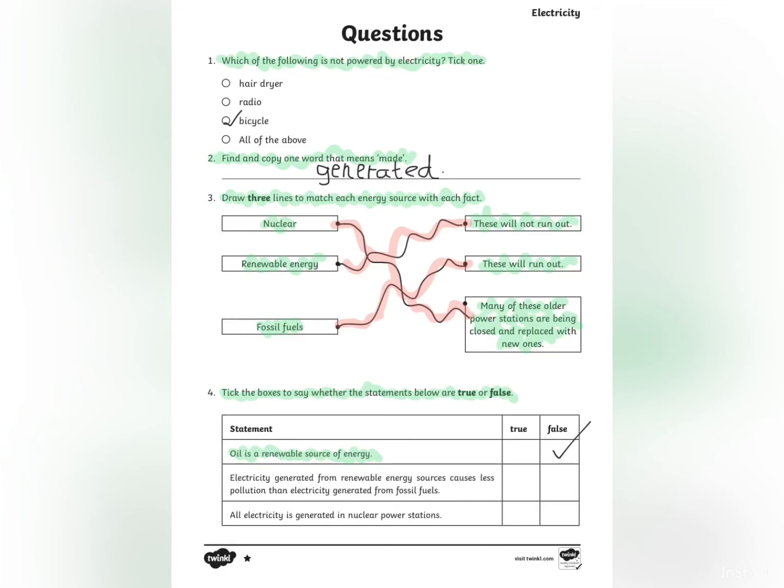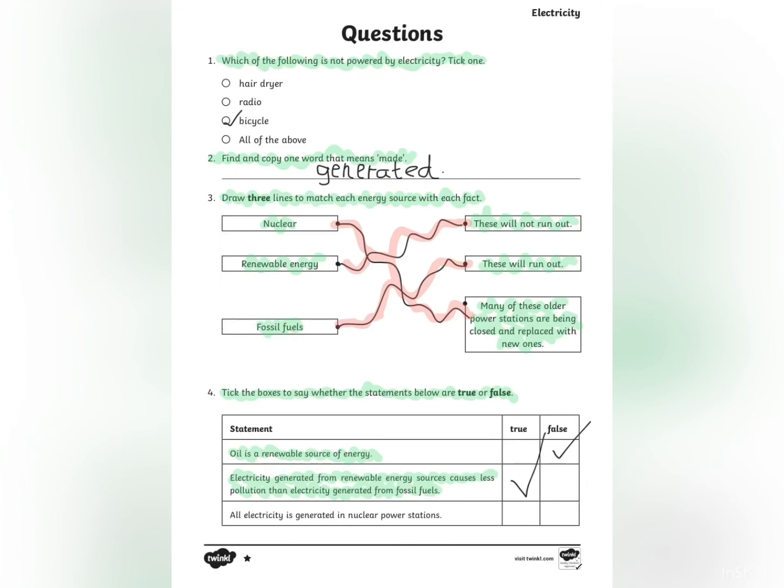The next statement says electricity generated from renewable energy sources cause less pollution than electricity generated from fossil fuels. Again, we need to use the information in the text to help us respond to this question. I have chosen to put true.